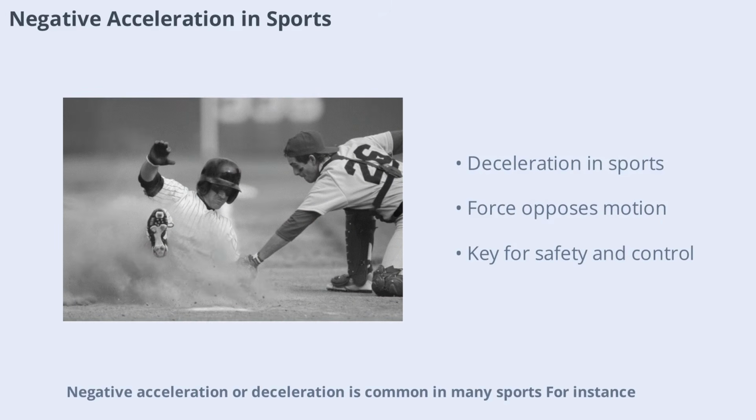Negative acceleration or deceleration is common in many sports. For instance, a baseball player sliding into a base must rapidly slow down to avoid overshooting the target. This involves applying force in the opposite direction of motion, resulting in negative acceleration. Understanding how athletes control deceleration is crucial for improving safety and performance in high-speed activities.